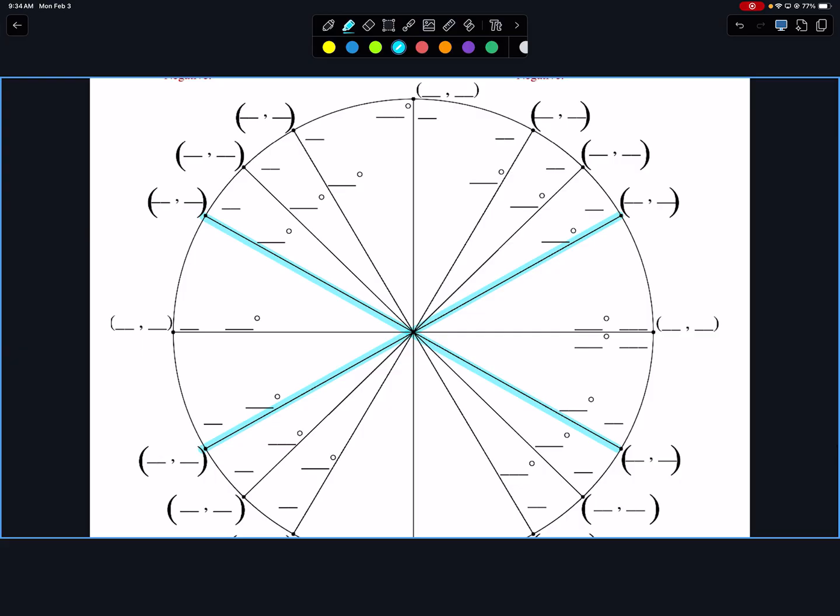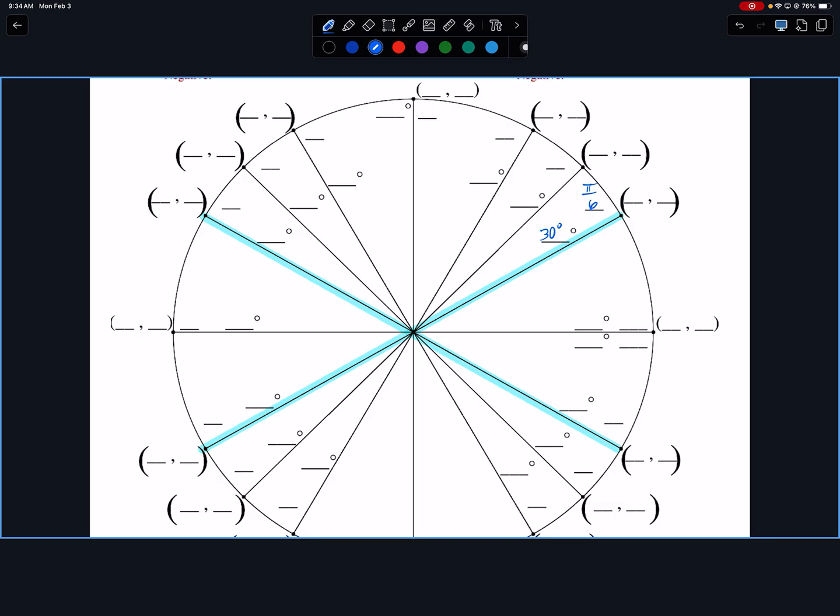So we know that this angle right here is 30 degrees. 30 degrees, guys, if you guys don't know this by now, please know this by class Wednesday. What is that in radians? Pi over 6.